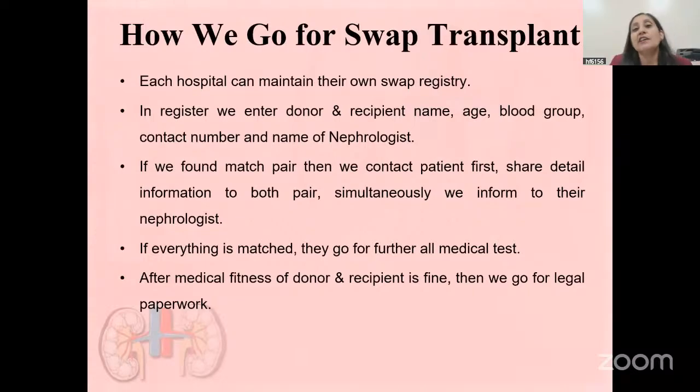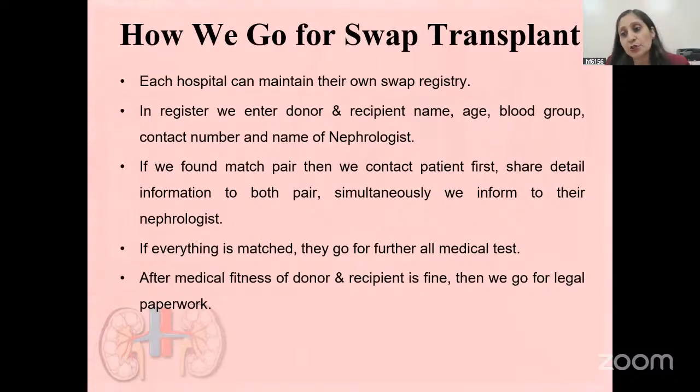Here in Mumbai, all hospitals have their individual registry, as we also have some national registry, but basically Mumbai hospitals maintain their own registry. When the donor comes for the deceased donation, they come just for the registration of the deceased donation. That time we take the details. In our counseling, we always ask them if they have any donor in the family who wants to donate. So we check that.